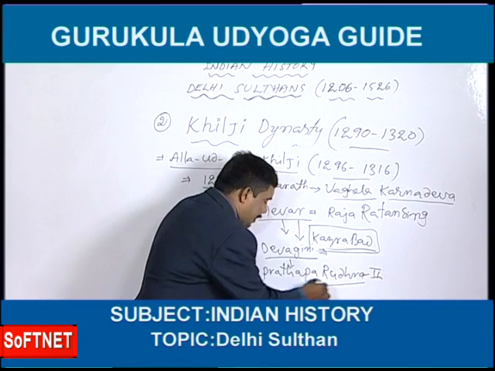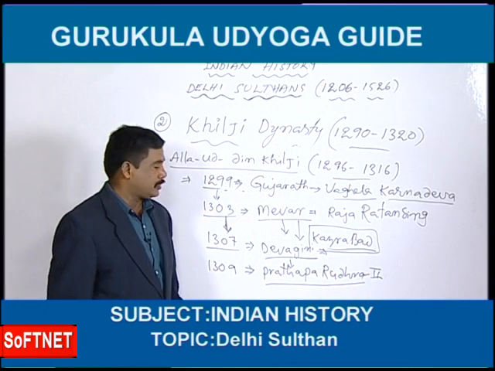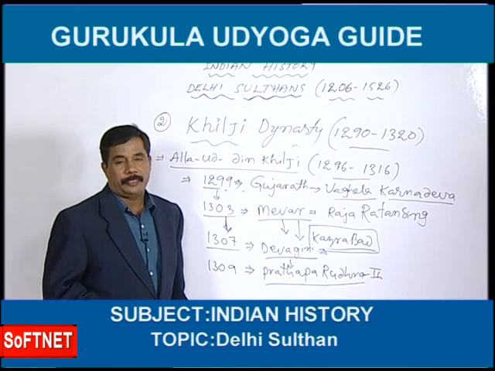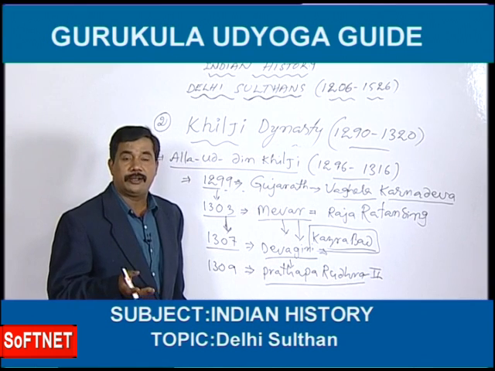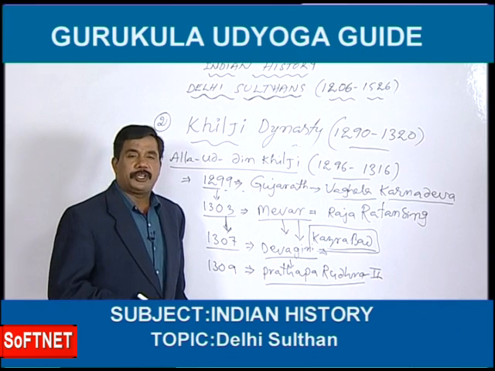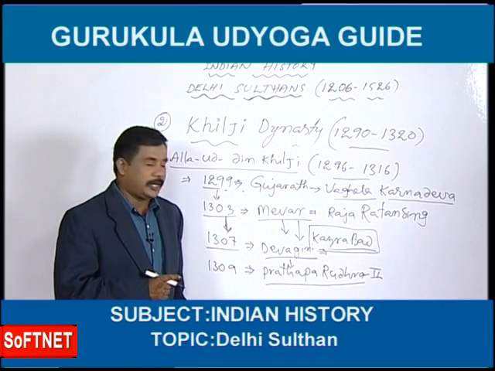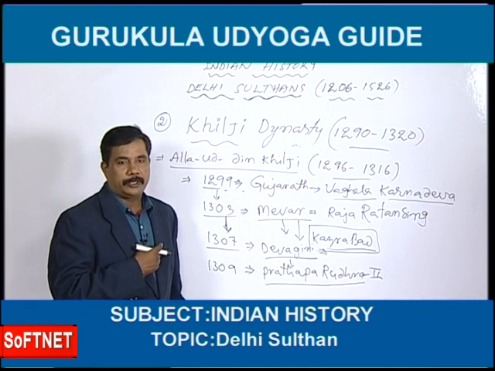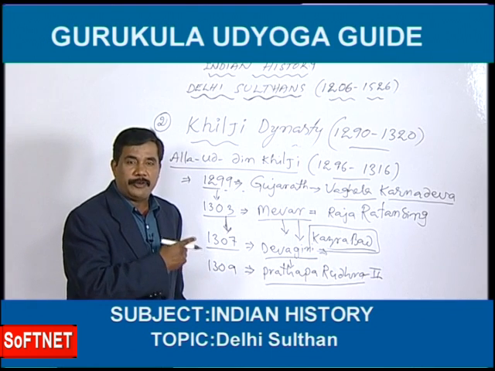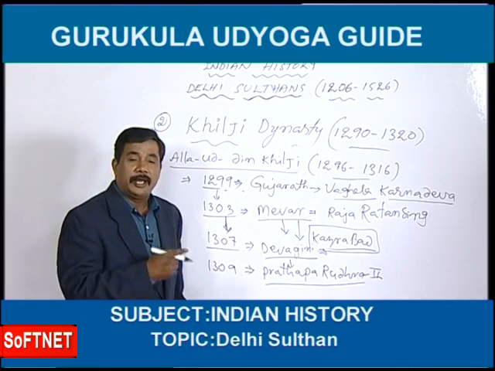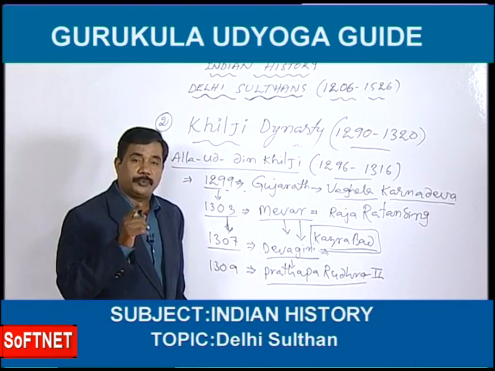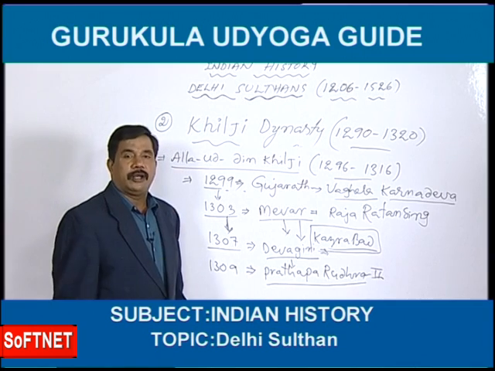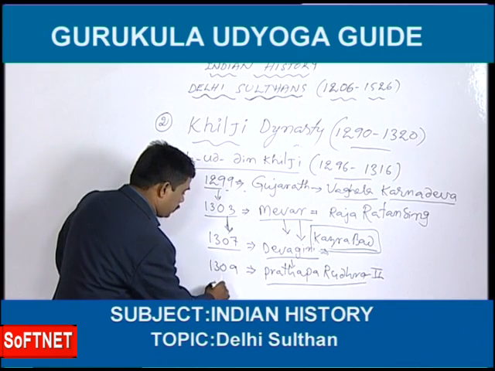In this attack, the army commander was Malik Kafur. This is the most important military commander of Alauddin Khilji. All South Indian invasions were done by Malik Kafur. Malik Kafur defeated Prataparudra II, who accepted to pay tax to Alauddin Khilji.